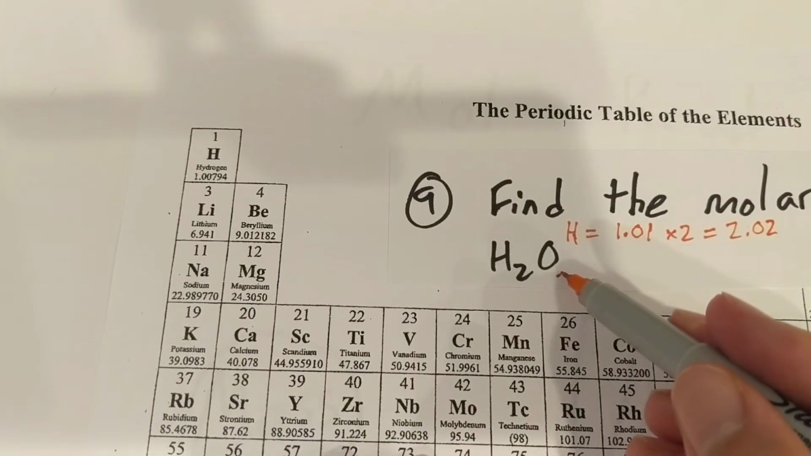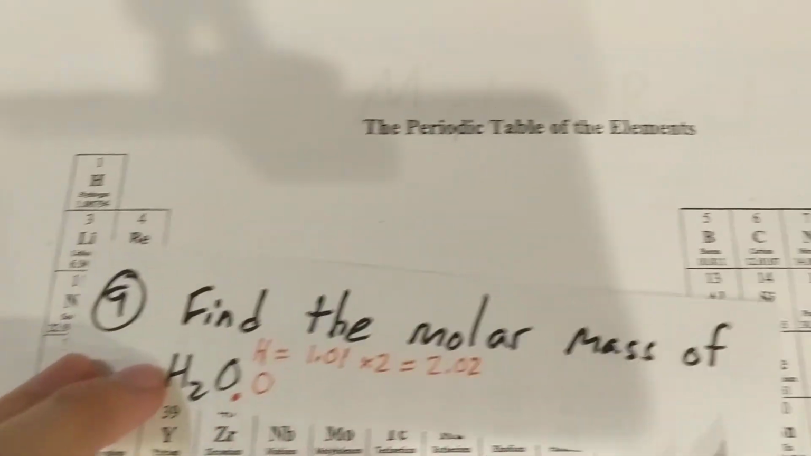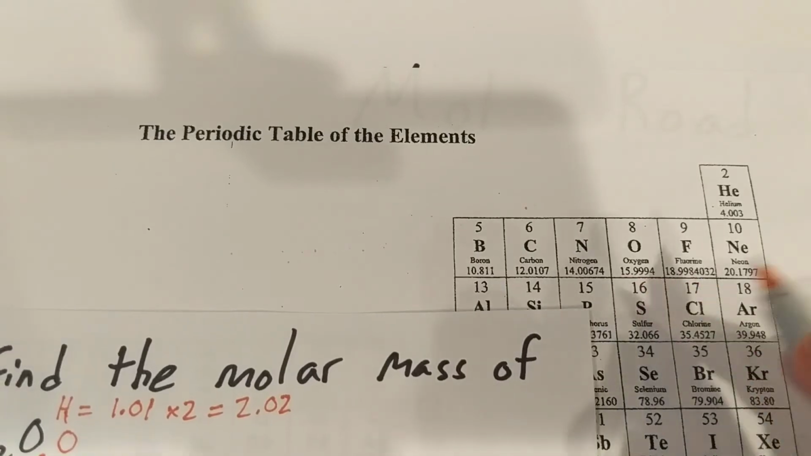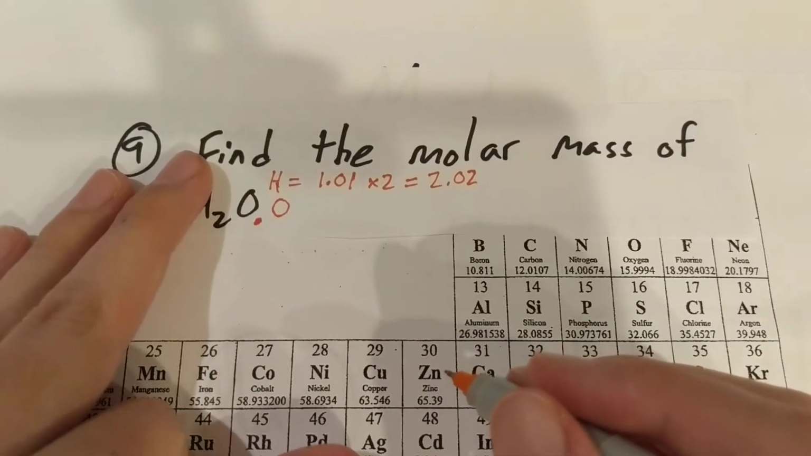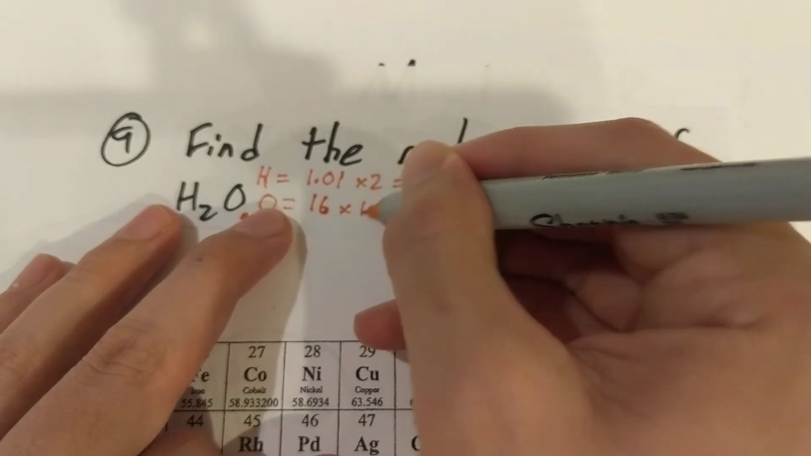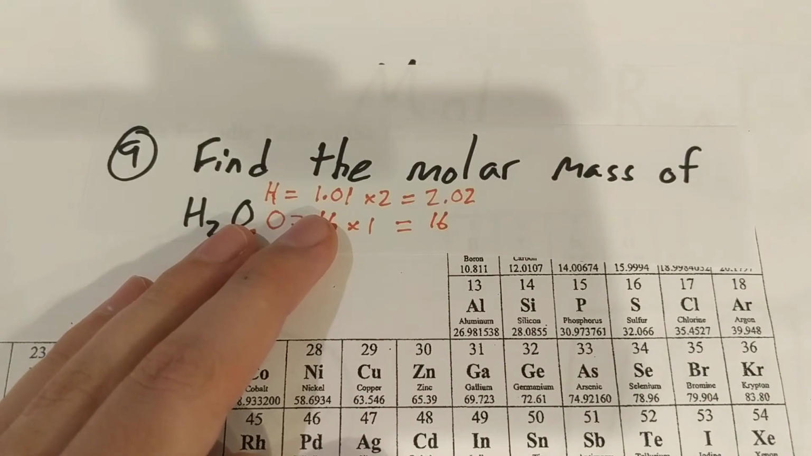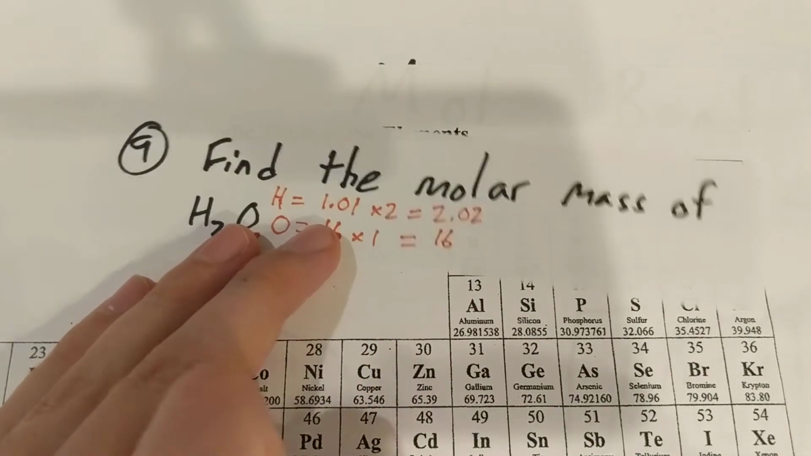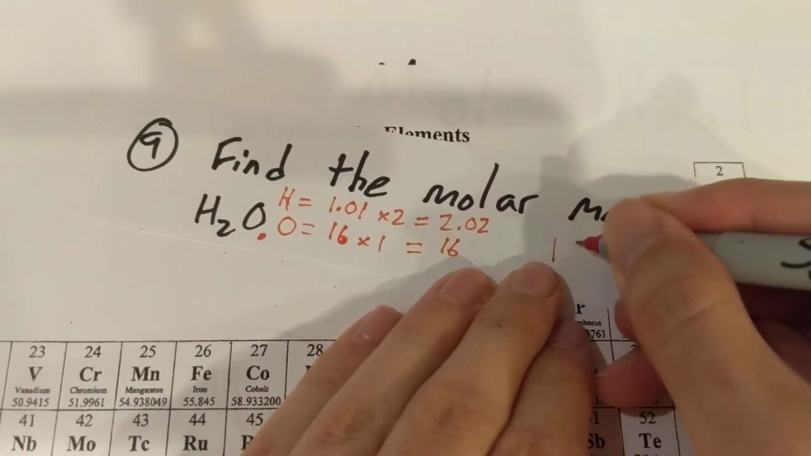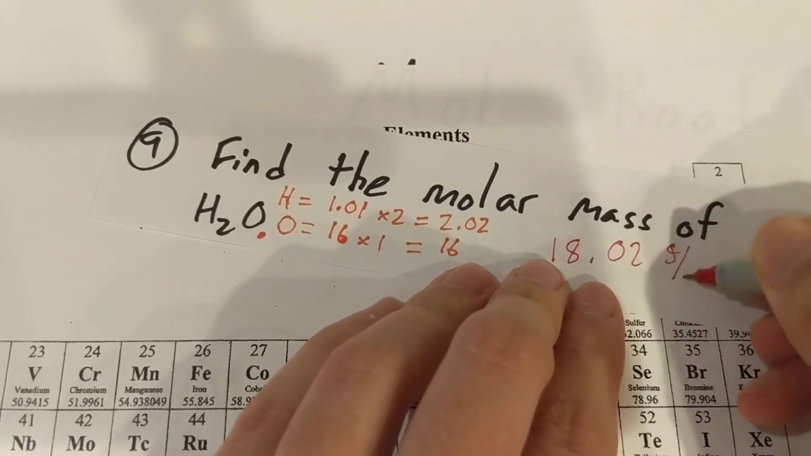Now we've got to take a look at the mass from oxygen. And we only have 1 oxygen. So let's move over to this side. If you round oxygen's mass, it's 16. So let's write that in here. 16, and we only have 1, so we multiply it by 1. Equals 16. And then we just have to add those together. If you add those 2 numbers together, the molar mass of our water would be 18.02 grams per mole.